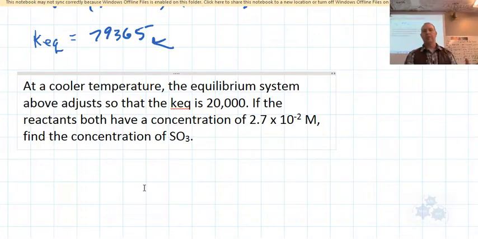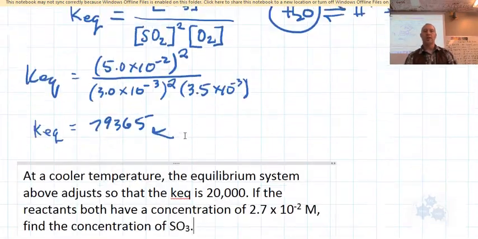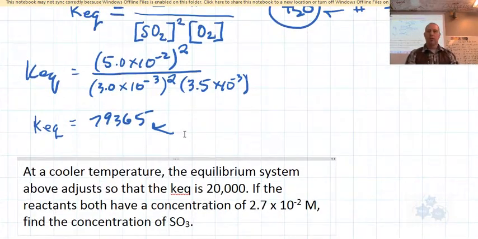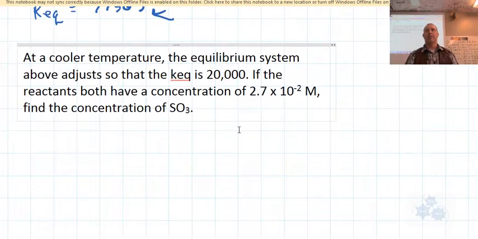All right, so we have another question here that's going to help us exercise part B, solving for concentration. This should be baby stuff for you guys, like baby algebra stuff. So I want you to do this right here. Write the KQ, which you already have done in part A. Fill in the values. Now you have the KQ and the concentrations for each of the reactants. I want you to find what the concentration of SO3 would be at equilibrium. I'll give you a minute to do that, and we'll see if you got it right.